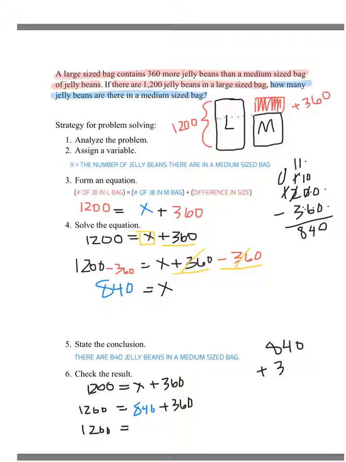840 plus 360. 0 plus 0 gives us 0. 4 plus 6 gives us 10. We'll bring down the 0 and kick up the 1. Then we have 1 plus 8 plus 3. That's going to give us 12. So 840 plus 360 is 1,200. Now the question is, is 1,200 equal to 1,200? It is indeed. Since we have a true statement, our solution is correct.